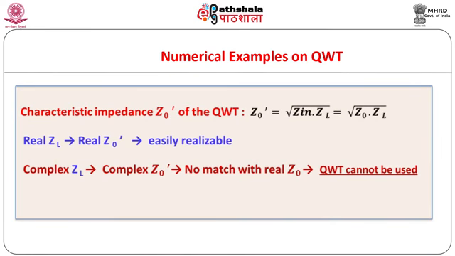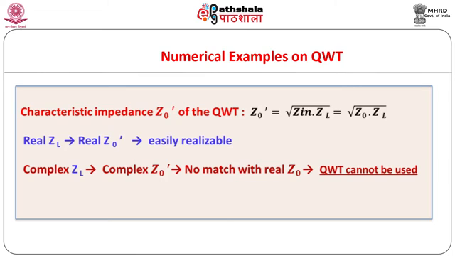Generally, for a lossless transmission line, the characteristic impedance Z0 of the line is real. While using QWT for impedance matching, the nature of the load, namely real or complex, becomes another issue.